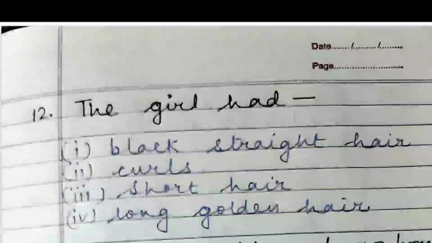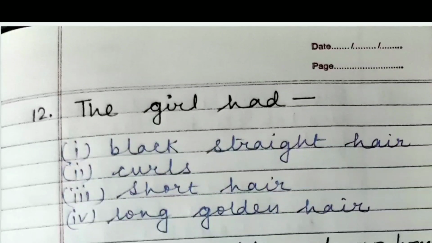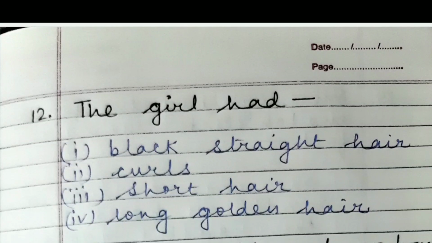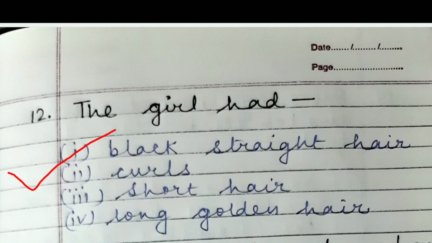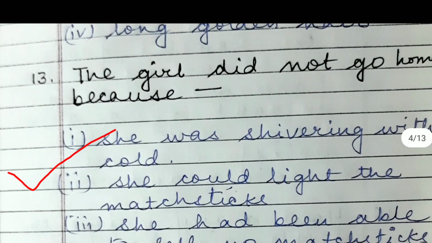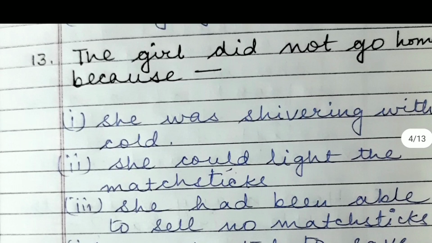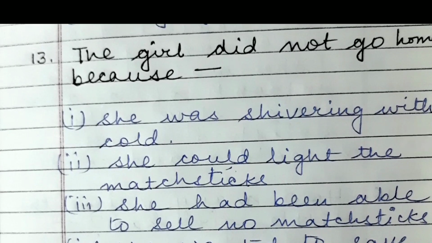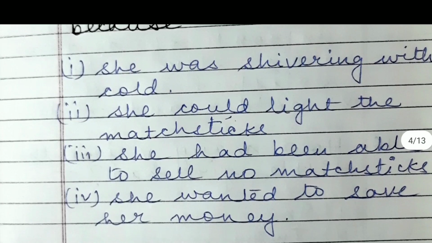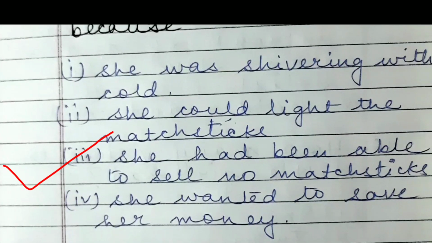Okay, then moving on to the next question, question number 13. The girl did not go home because, and your options are option 1, she was shivering with cold. Option 2, she could light the matchsticks to keep herself warm. Option 3, she had been able to sell no matchsticks. And option 4, she wanted to save her money. What will be the right answer? And the right answer will be option 3. She had been able to sell no matchsticks.